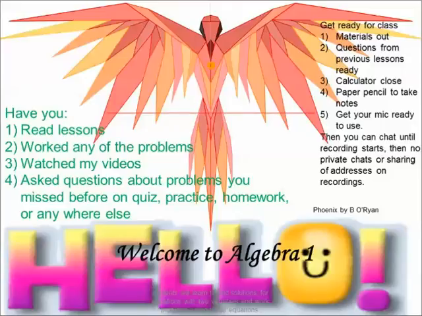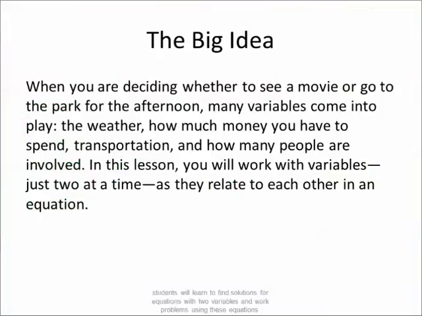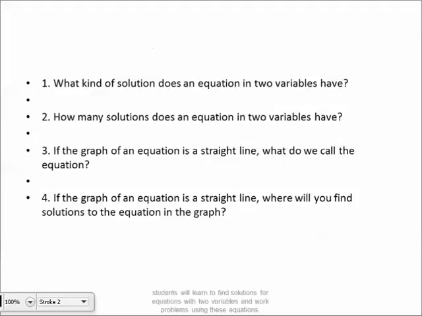What we're looking at today is some more ideas that go along with that graphing, okay? One of the things that happens here is that in real life, like when you go to a movie or to the park for the afternoon, there's a lot more variables than just one variable in the equation, okay? And so what we're going to look at here is how do we deal with two variables in an equation rather than just one.